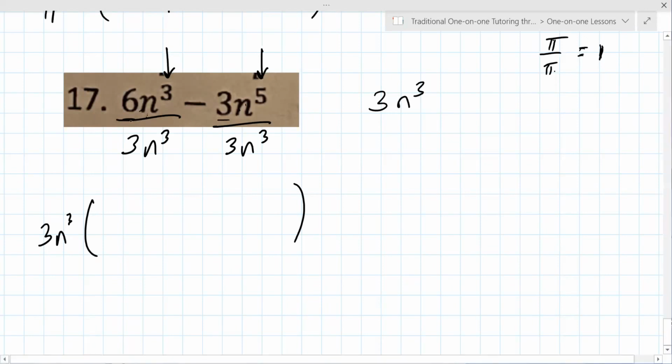So let's go through this. What is 6 divided by 3? Are you able to see my screen? Yeah. Okay. 6 divided by 3.